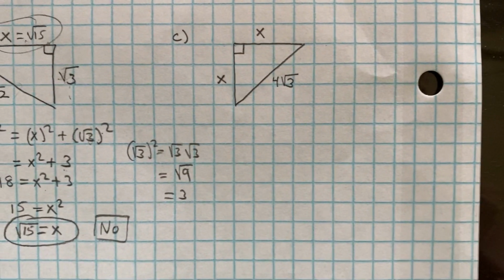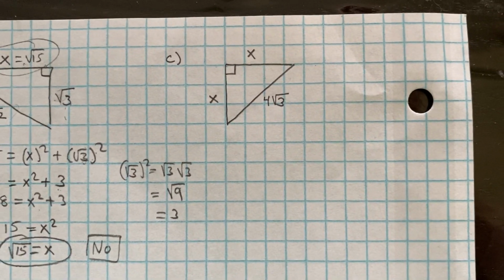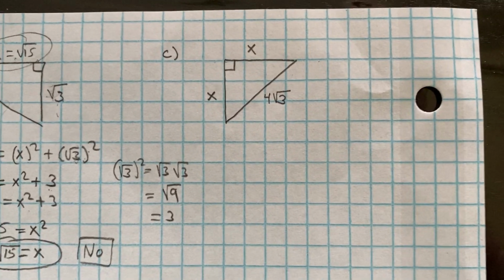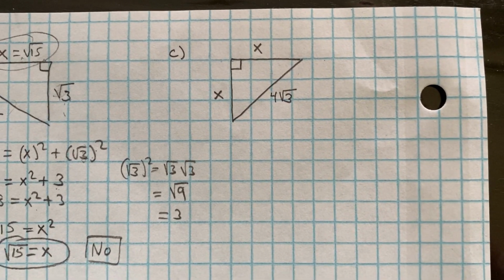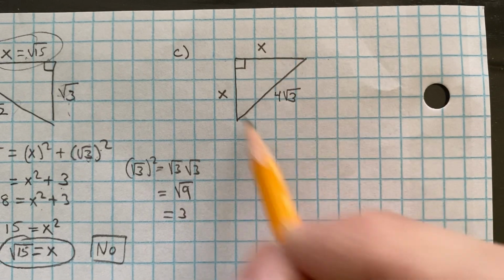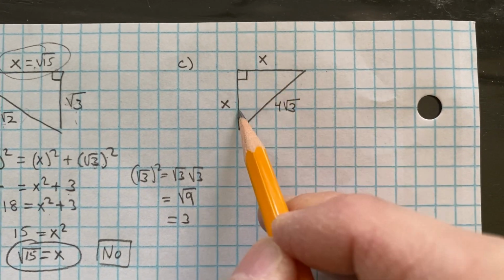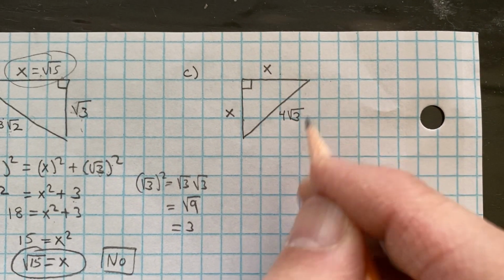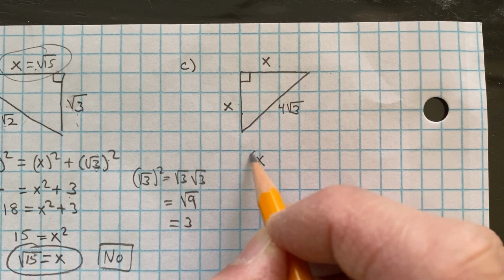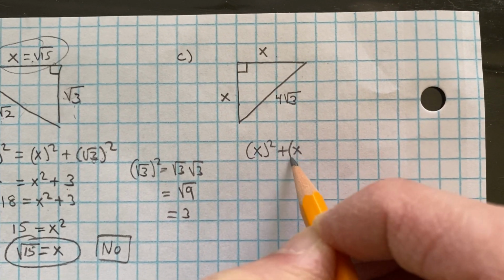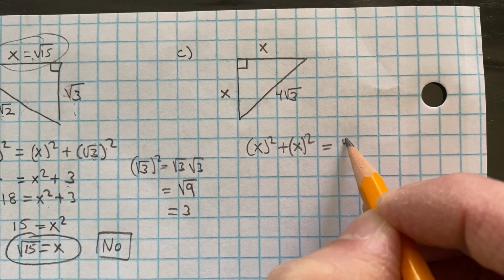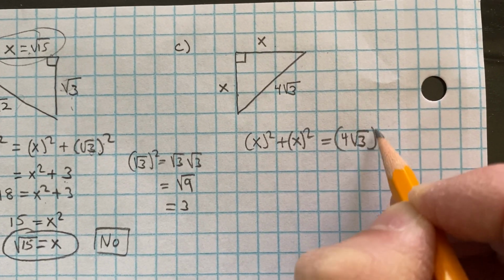All right, now take a look at this one. This problem does not give you 2 side lengths. It only gives you 1, but that's okay. We could still use our Pythagorean theorem. These guys are still the legs. This is the hypotenuse. So the sum of the two legs squared is equal to the hypotenuse squared.